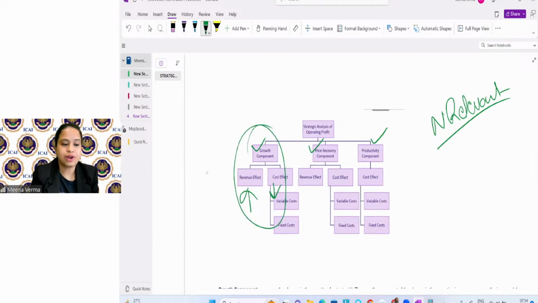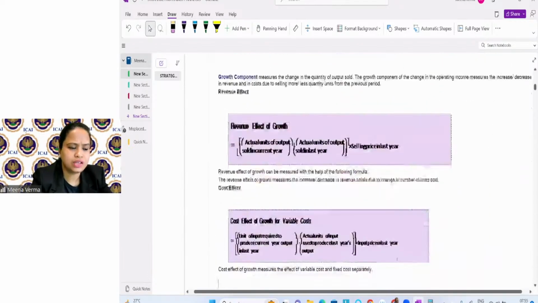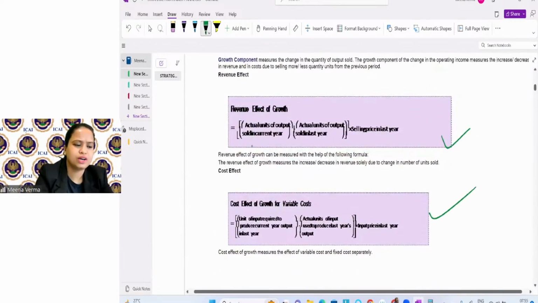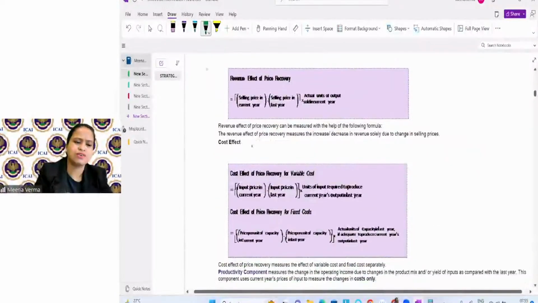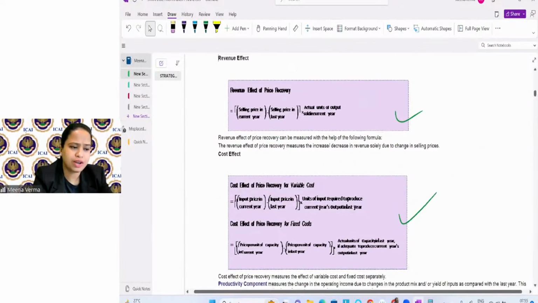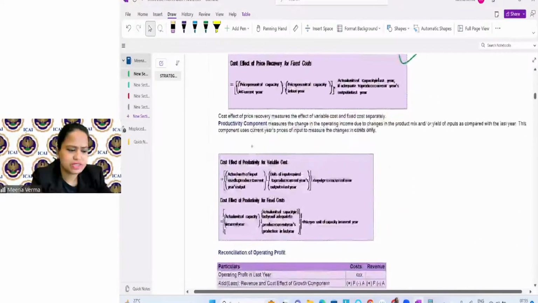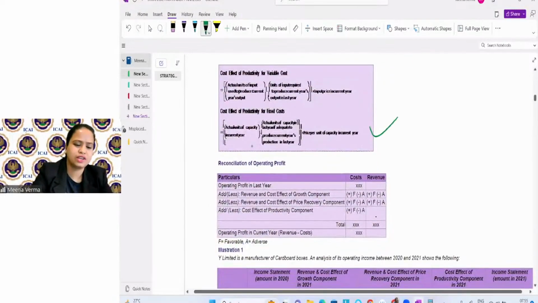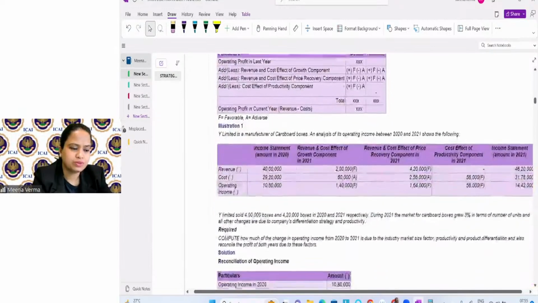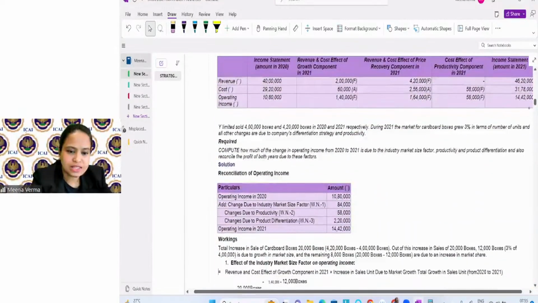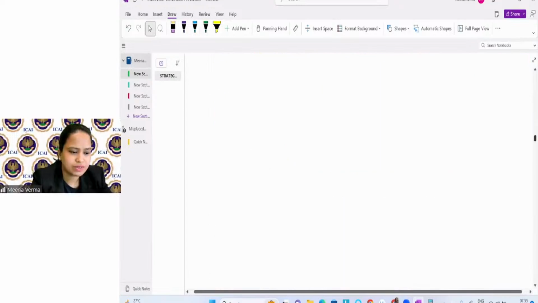Growth component, price recovery component, revenue effect: how you're recovering the price, revenue and cost. It is related to that. Productivity is only related to cost, never related to revenue. You have some formulas to find the values. We don't even have questions; I haven't found any numerical on the basis of these topics. You can just learn the formula, but I believe you will not get any question from here. So not relevant. But the last topic we have is relevant, so we will cover it.